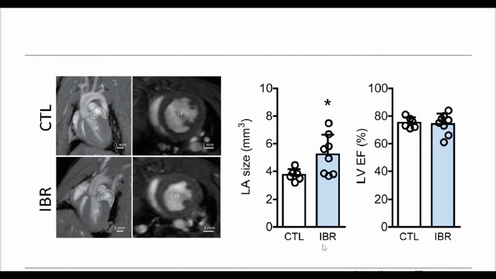Before I move on, the authors later on addressed why this happens. So I just want everyone to pay attention to this, that the LV function and LV size are similar between the control and the Ibrutinib group, and the atria showed more dilation. The authors addressed why they think this happens, but that's in a later slide. I just wanted to point your attention to that.